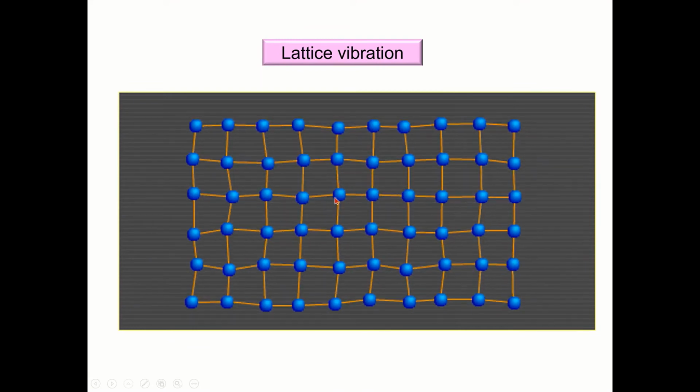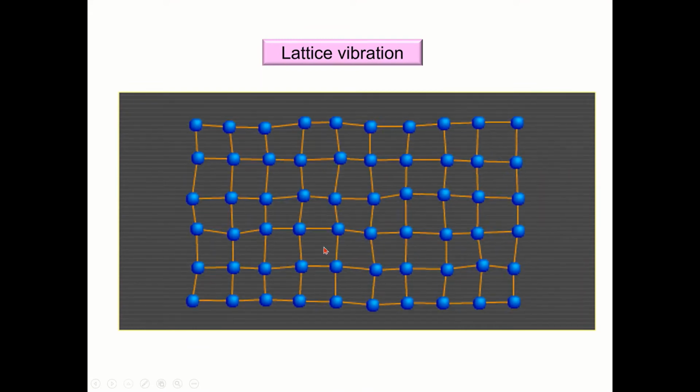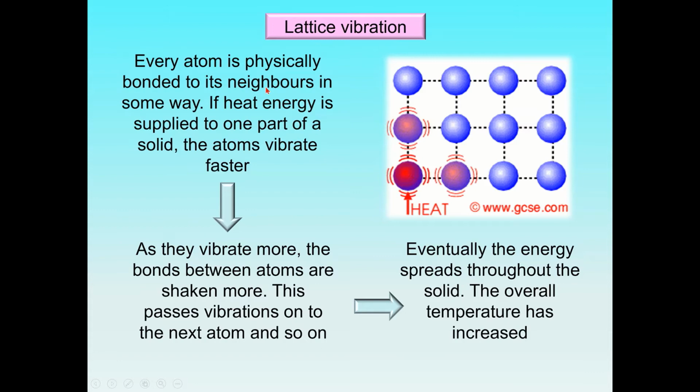This animation shows how to imagine lattice vibration. Every atom is physically bonded to its neighbors in some way. If heat energy is supplied to one part of a solid, the atoms vibrate faster. As they vibrate more, the bonds between atoms are shaken more. So this passes vibrations on to the next atom, and so on. Eventually, the energy spreads throughout the solid, and the overall temperature has increased.